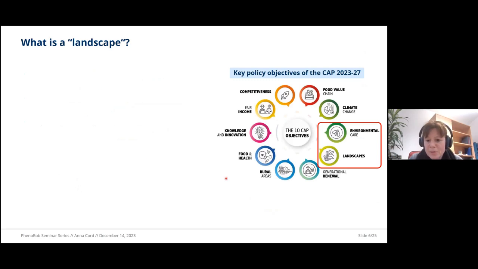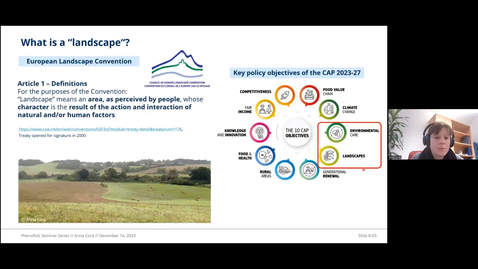Landscape is a term that we hear very often, and it's not really clear in people's minds, and it's also not clearly defined what it actually is. But it is acknowledged in the policy, in the key objectives of the Common Agricultural Policy that was started this year. So we have this aspect of environmental care, where the biodiversity goals fall into. But we also have this aspect of landscapes.